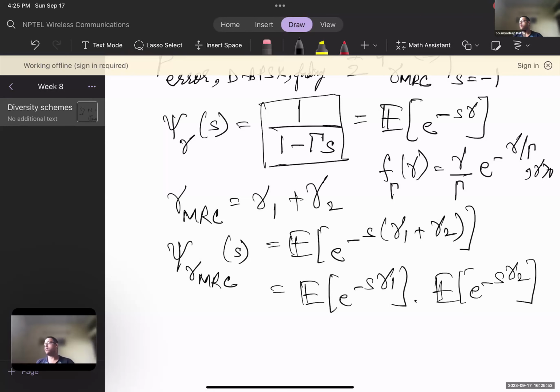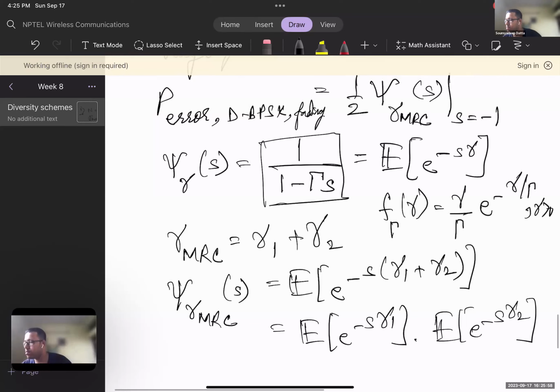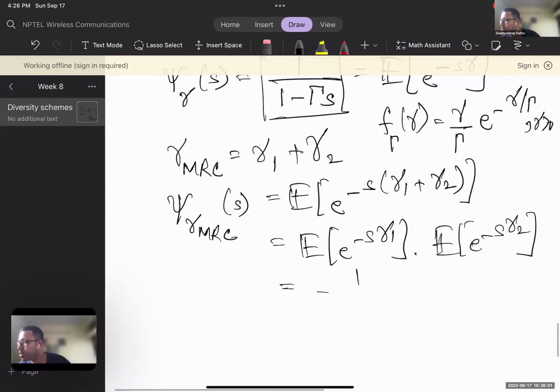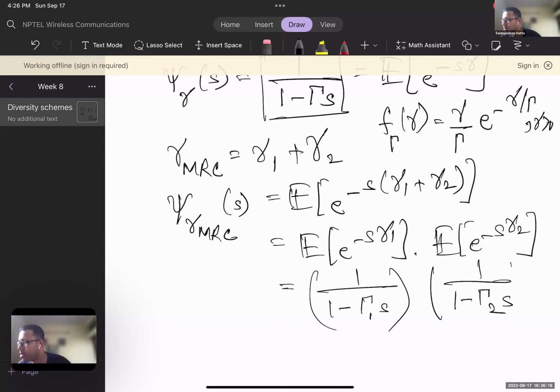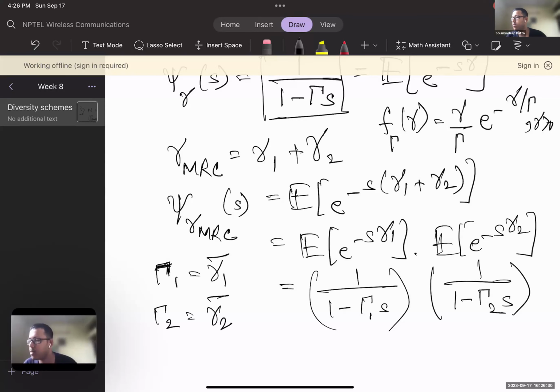So all of this will essentially become 1 by 1 minus gamma 1 s, and 1 by 1 minus gamma 2 s. I used the notation gamma 1 bar earlier, but you can also write it as capital gamma, and gamma 2 is gamma 2 bar.